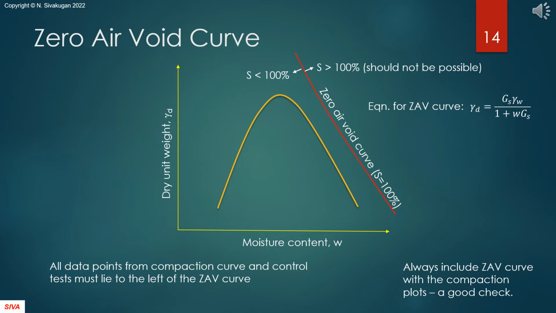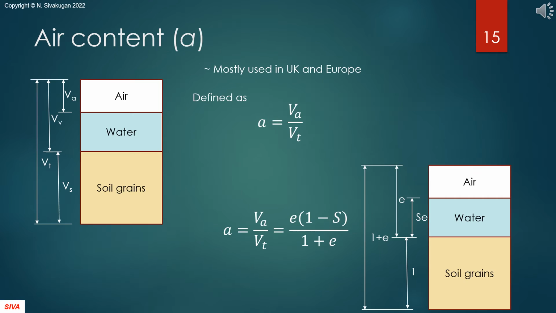It is always a good practice to include the zero air void curve along with the compaction curves as a good check. Air content of a compacted soil is defined as the ratio of the air volume to the total volume, VA over VT.